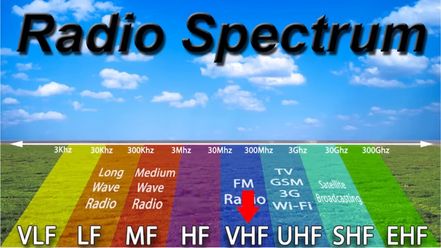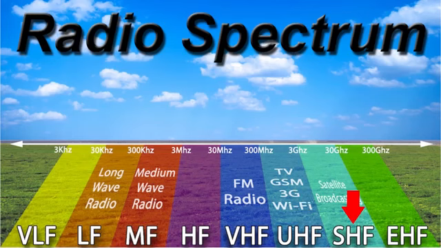Next is VHF, or very high frequency. This goes from 30 megahertz to 300 megahertz. This is where you'll find FM broadcast stations, as well as some TV stations. Then on to UHF, ultra high frequency. This goes from 300 megahertz to 3 gigahertz. You'll find most television stations in this area, as well as cell phone coverage and Wi-Fi.